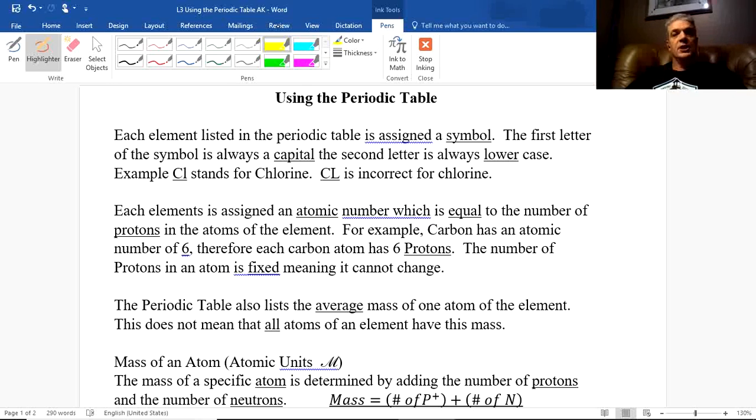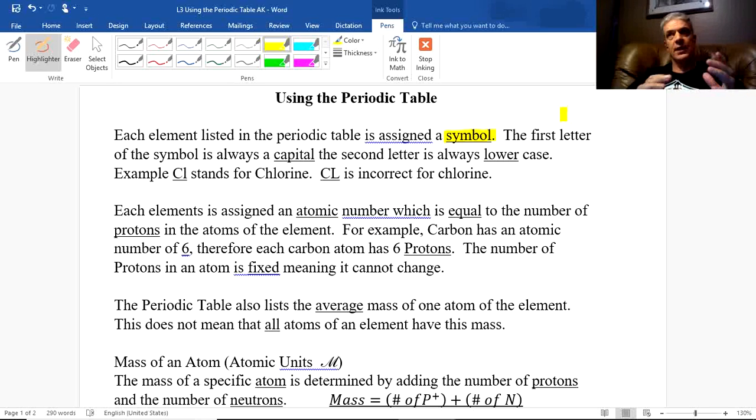So each element listed in the periodic table is assigned a symbol, okay? And this is really important that you understand. Because the periodic table has a lot of information packed into it, we can't simply write out the word for each one of the elements. Manganese is a long word to write out, and so fitting it into a small little box is rather challenging.